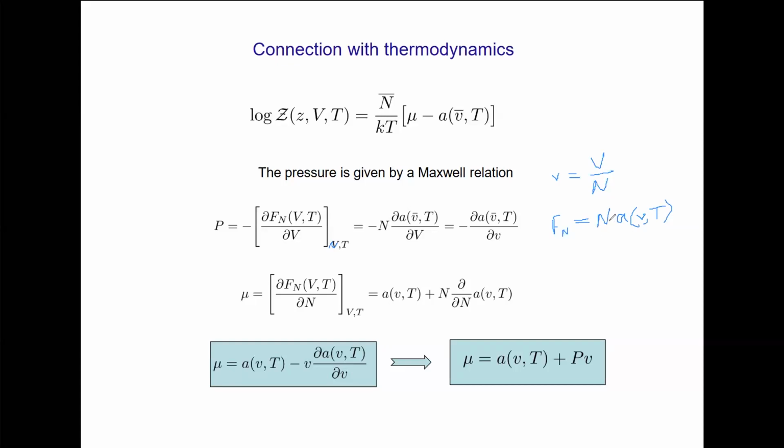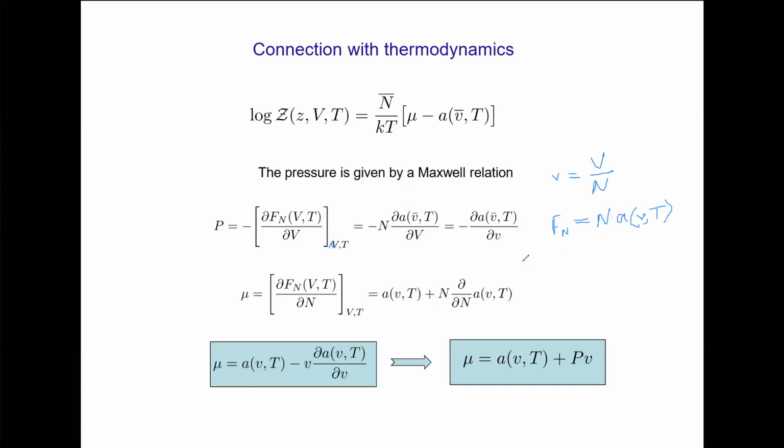A dependence on n here has two terms, here n and in little v via this formula. So when we differentiate with respect to this n, we get this term. But we also need to differentiate with respect to n in here, n d over dn of a(v,T). And if we do that, we again substitute v here as capital V over n.